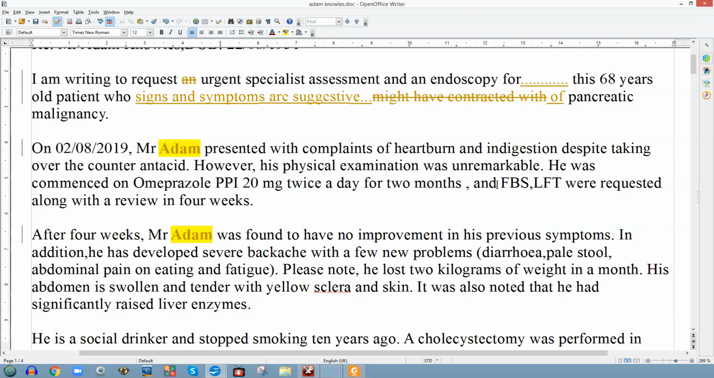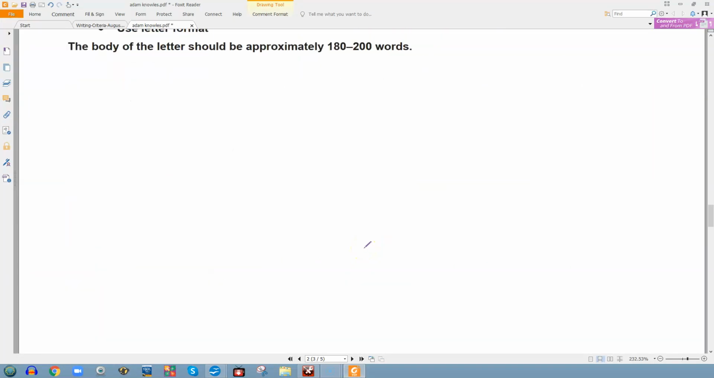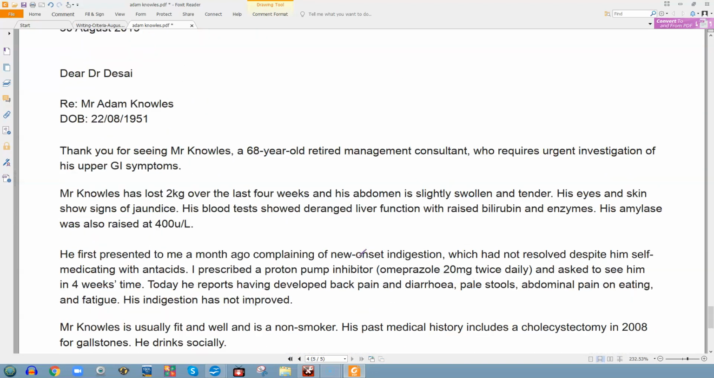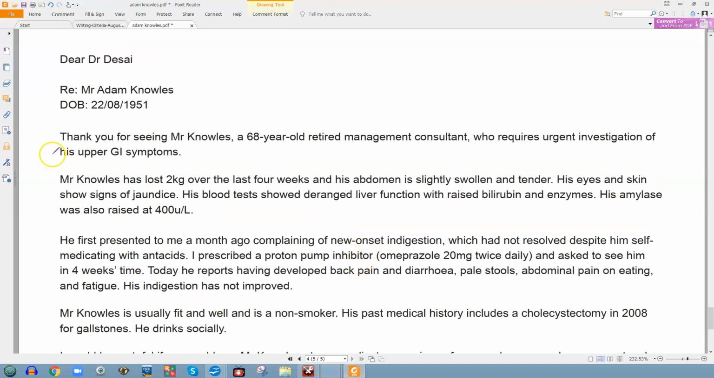Now, what the sample does, and what some of you have done, and what you can do, is put the urgent visit as visit number 2. So you've got your opening: thank you for seeing, I'm writing to refer, request, and so on. You've got the name. You've got the age. If he's retired, it doesn't matter what his previous job was, so I wouldn't use that. So again, these samples are not perfect. You've got the urgent part.